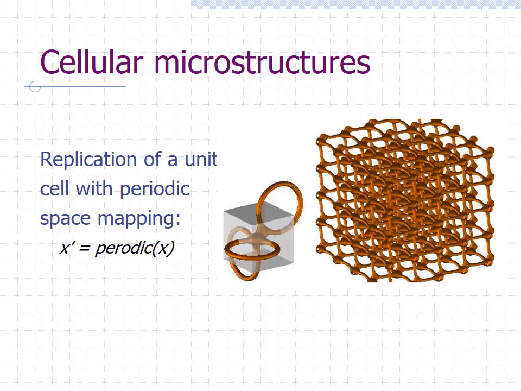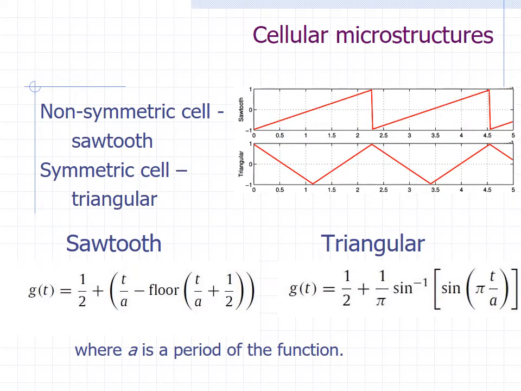Let's consider cellular microstructures. Such microstructures are constructed by replication of a unit cell. An advantage of function representation is the possibility of using space mapping for replication of a unit cell. The sawtooth wave can be used as a spatial mapping for replication of non-symmetric cells. The triangle wave can be used as a spatial mapping to replicate a symmetric cell.